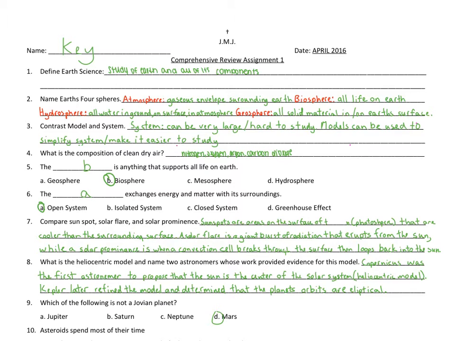All right, moving along. What is the composition of clean, dry air? That should be 78% nitrogen, 21% oxygen, and 1% other. Next, the biosphere is anything that supports all life on Earth. Too easy. The open system exchanges energy and matter with its surroundings. So far, so good. Now it says to compare sunspot, solar flare, and solar prominence.